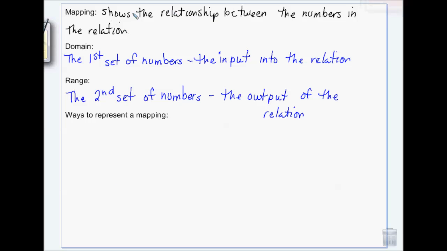A mapping is like, it shows the relationship between the numbers in the relation. It's visual. Okay, like maps are visual. Okay. The domain is the first set of numbers. The domain is the input. These are the numbers that you can plug into the relation.